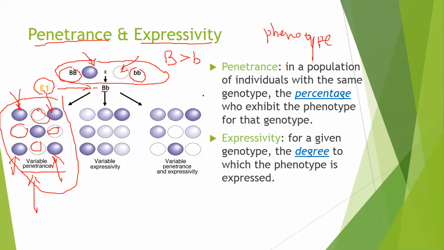The penetrance is defined as follows: in a population of individuals with the same genotype, in this case big B and small b, the percentage who exhibit the expected phenotype for that genotype is called the penetrance rate, right? Okay, so this is the first example. So let's look at the second example.